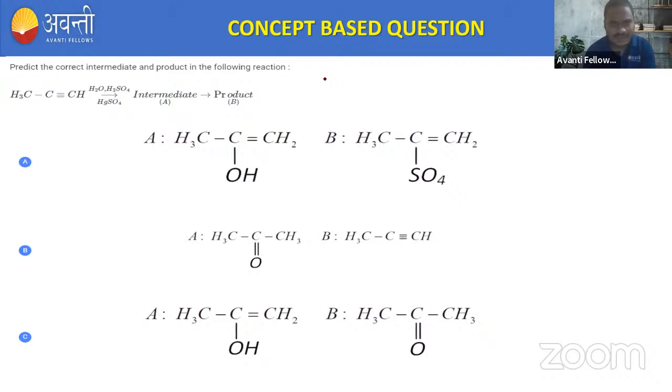So here, in the first step, we have H3C C triple bond CH and H2O. So how is the addition of H2O happening here? Look carefully: Markovnikov addition. I have written this H2O in this way, as OH negative and H plus.